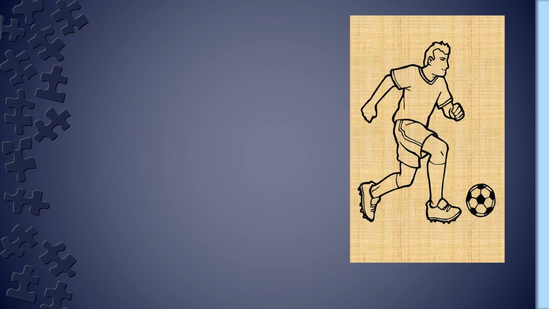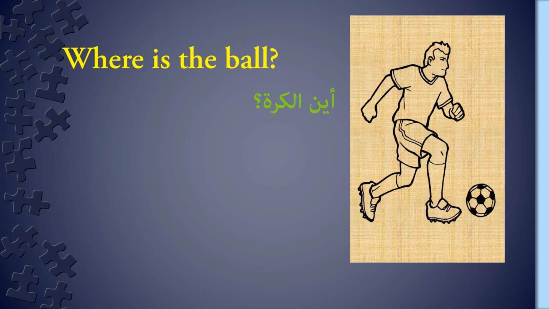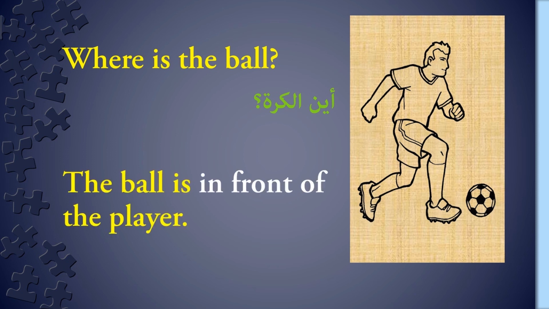إذن غادي نشوفوا الكرة الوضعية ديالها بالنسبة للاعب. السؤال Where is the ball? بمعنى أين الكرة؟ Where is the ball? Good. The ball is in front of the player. The ball is in front of the player.